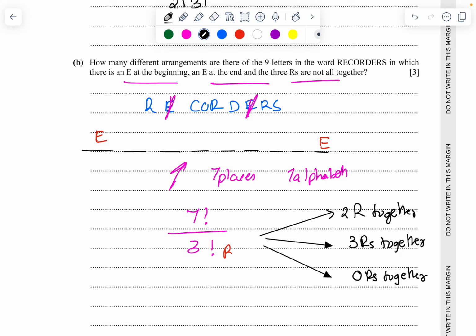So the question he's asking about is that the 3 R's are all not together. So I don't want this case where the 3 R's are together. What is he asking us to find? We are going to find the cases with 2 R's together and 0 R's together.